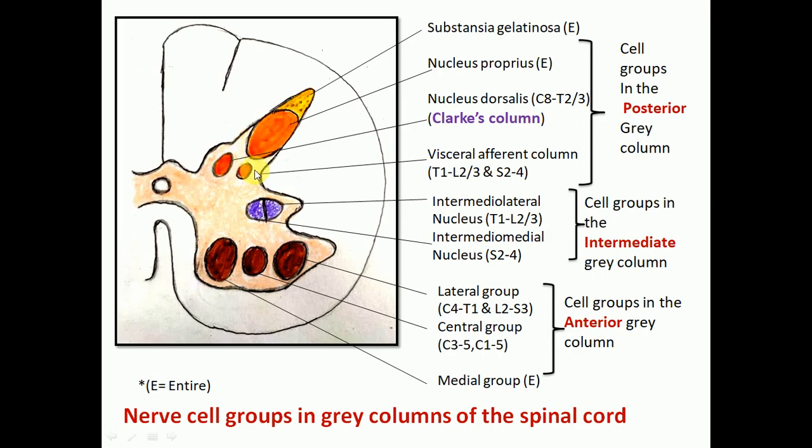And lateral to this, on the base of the posterior gray horn, there is the visceral afferent column, and that is present between the T1 to L2 or L3 segments as well as sacral segments 2, 3 and 4. So, that receives the fibers coming from the visceral afferent roots. So, this is about the nuclear cell groups present in the gray column of the spinal cord.